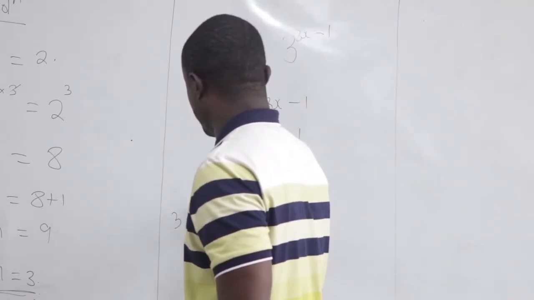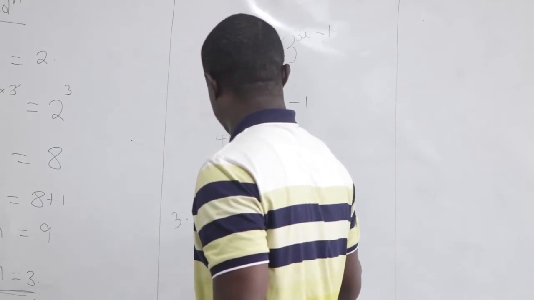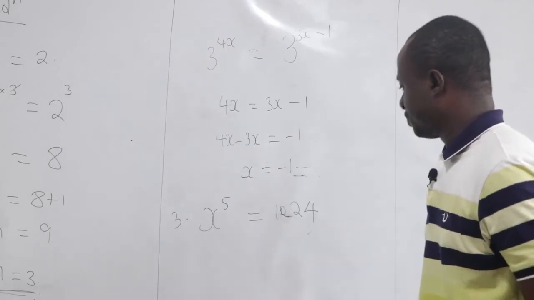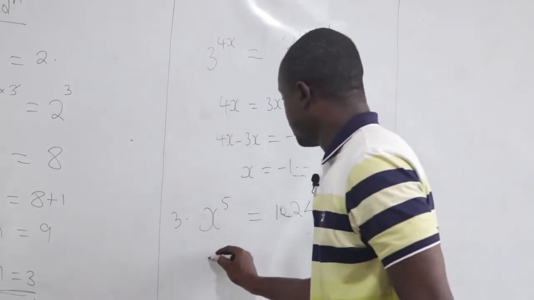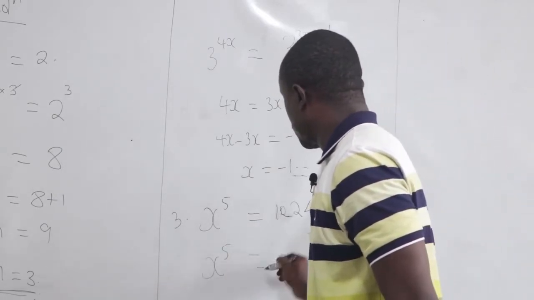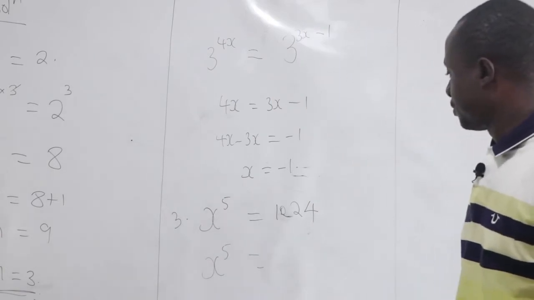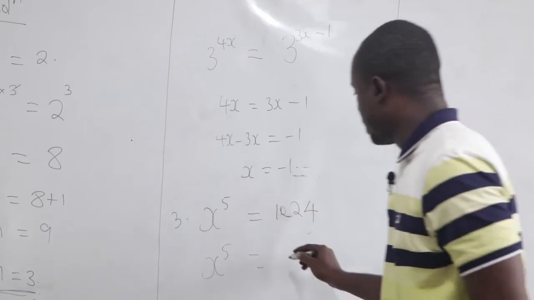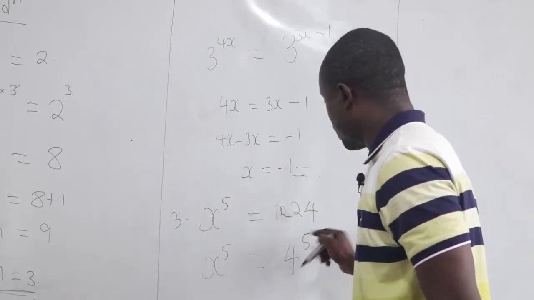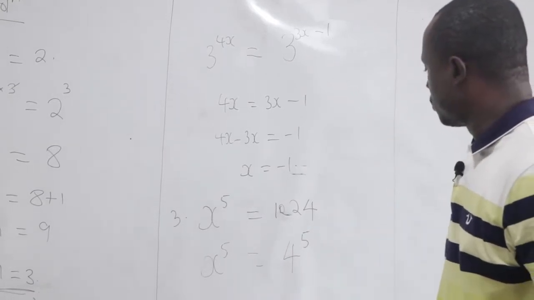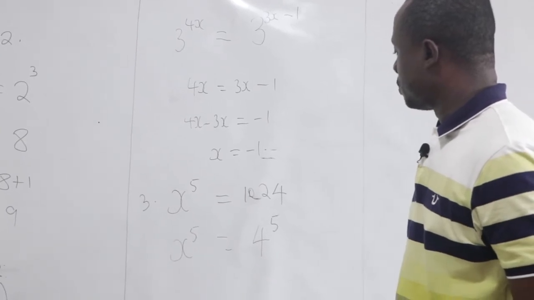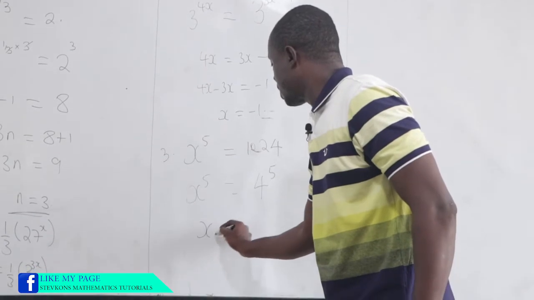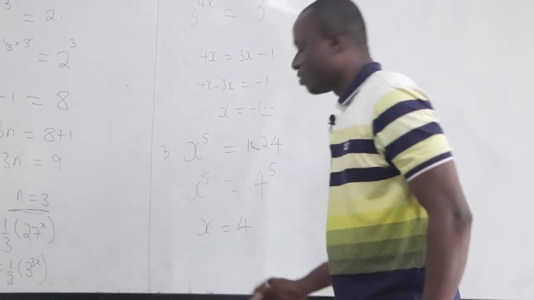We have x to the power 5 equal to 1024. Now, clearly here, let's see. We have x to the power 5. 4 to the power 5 will give us 1024. Clearly, 4 to the power 5 is the same as 1024. Because the exponents are the same, we equate the base. So here, clearly, x is equal to 4.